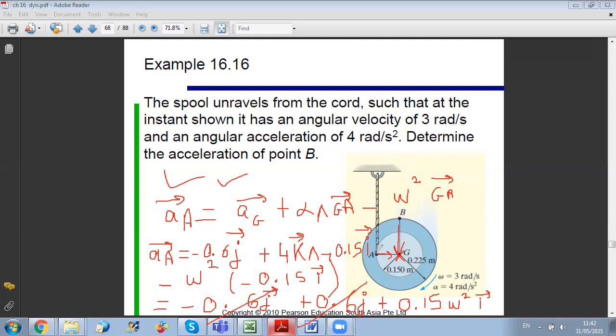However, for A, it's different. At each instant, a new point is replacing it, and therefore the tangential component at this point at any instant is 0, while you have a normal component directed towards G. So at any instant, the point in contact with the chord will have an acceleration towards G, while G will always have an acceleration that is downward. Okay. Any question on this?